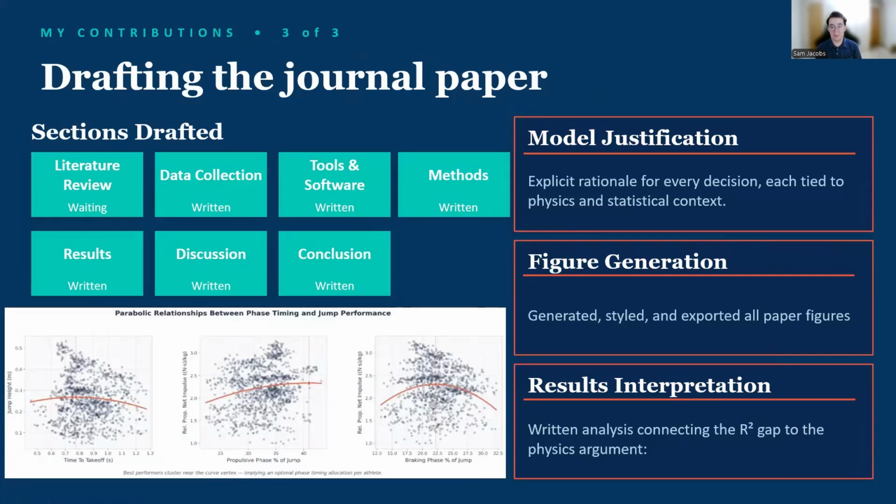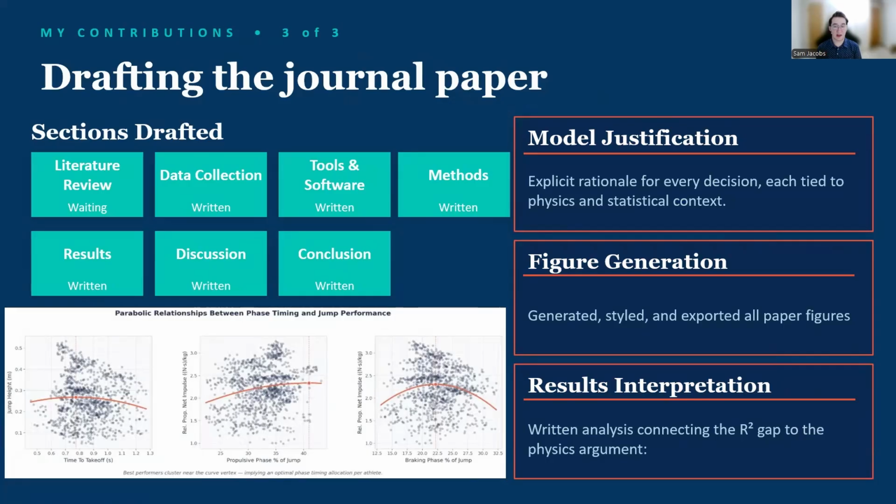My third and biggest contribution has been in writing the journal paper. We drafted 7 sections: literature review, data collection, tools and software, methods, results, discussion, and conclusion. These all required original synthesis throughout. This wasn't just completing an existing draft, but writing each section from the analysis outward.